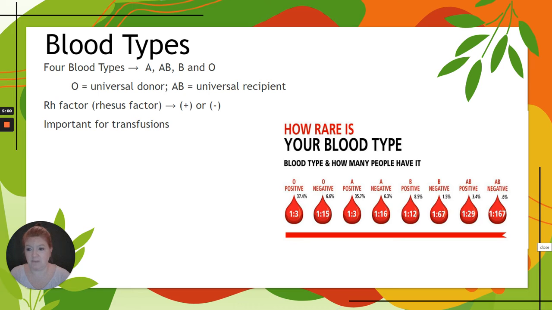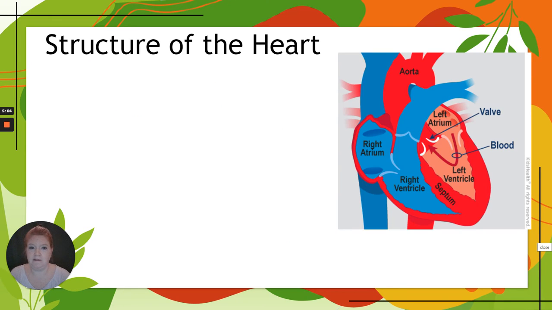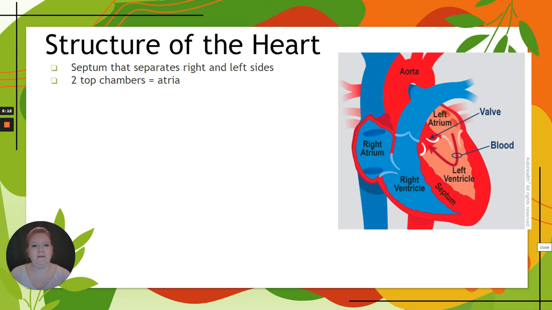Okay, which is problematic and could result in death. All right, the structure of the heart. There's a septum, a wall that separates the right side from the left side. The two top chambers are called atria, or atrium for singular. The two bottom chambers are called ventricles.